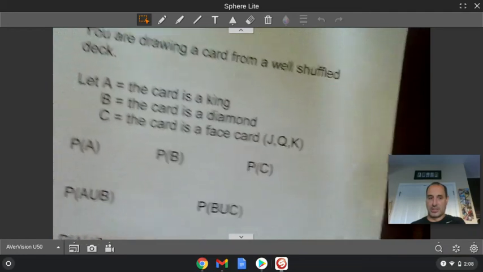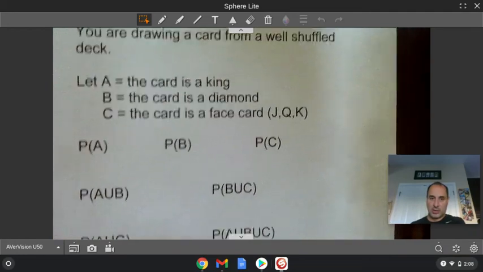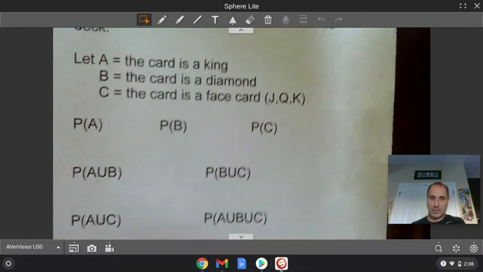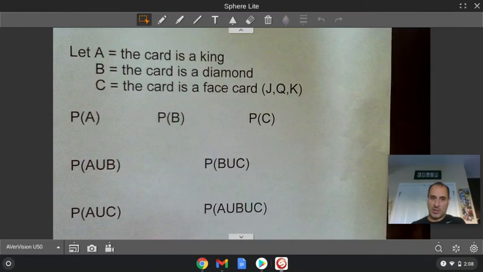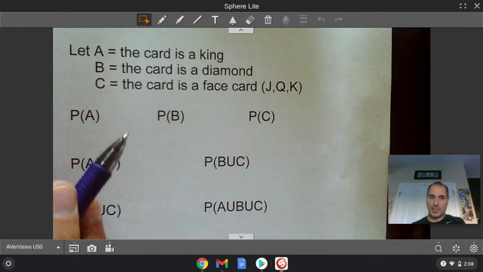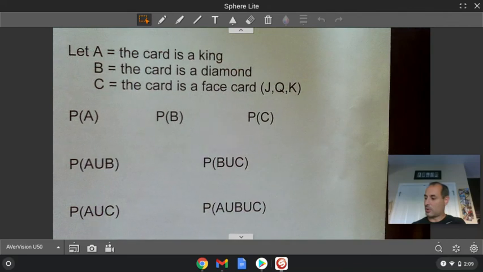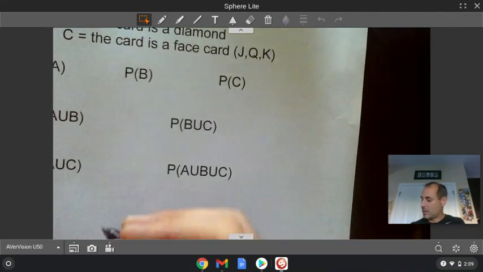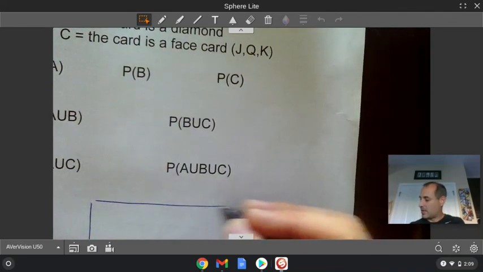Could look at another example here. Drawing a card from a well-shuffled deck. A, the card is a king. B, the card is a diamond. C, the card is a face card, jack, queen, or king. All right. Let me draw my Venn diagram.